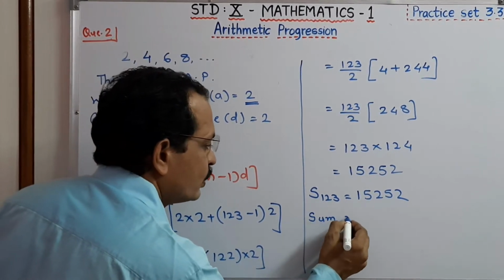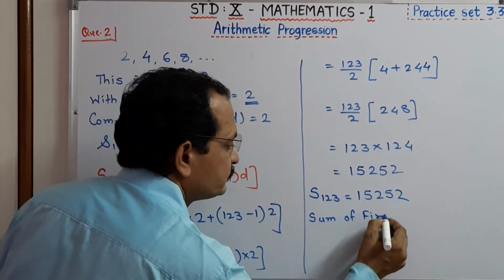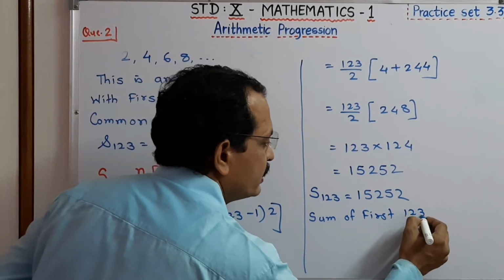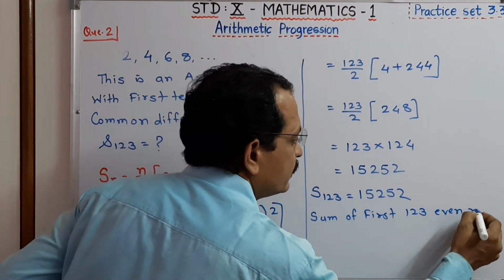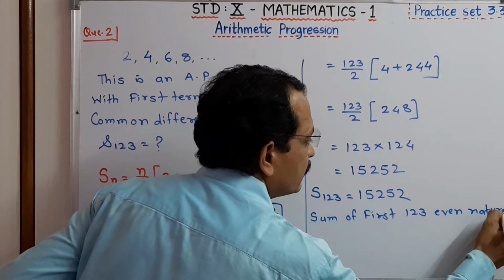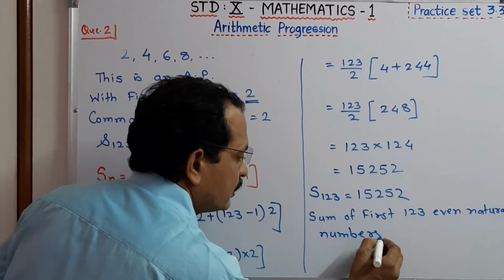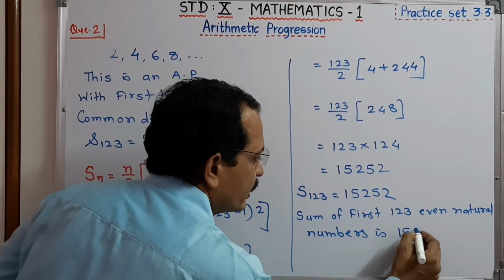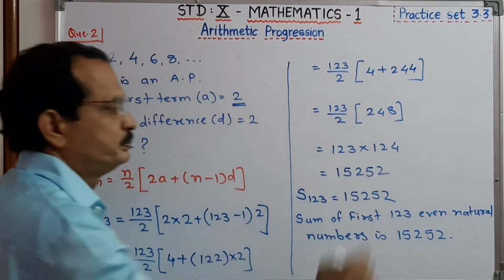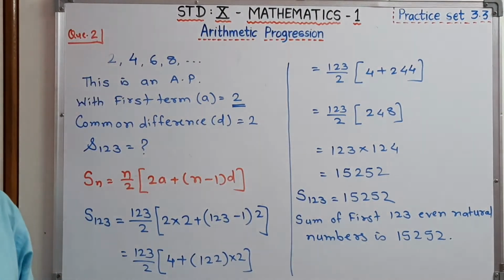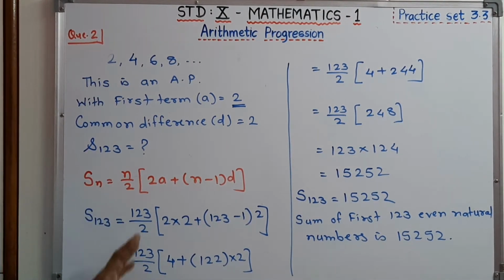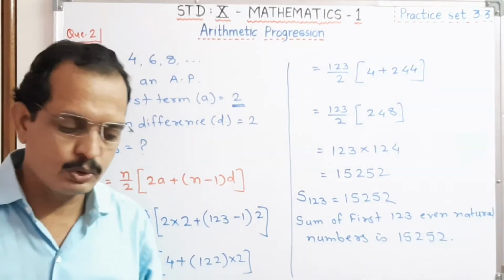Therefore, the sum of first 123 even natural numbers is 15252. Go through this sum, take the screenshot and then write it down in your notebook.